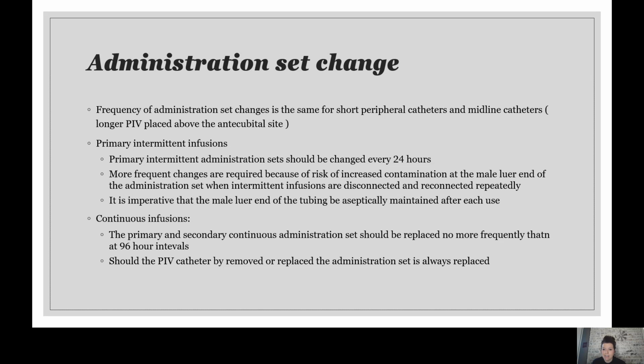Changing the administration sets. And when we're talking administration sets, we're talking about the tubing, primary and piggybacks. So the frequency of administration set changes is the same for short peripheral catheters and midline catheters. A midline is a longer peripheral IV placed above the antecubital site. So a midline is not considered a central line. It kind of looks like a PICC, but it doesn't go into central circulation. And we'll talk a little bit more about central lines versus peripheral lines later on. Well, let me just tell you now, peripheral lines are the catheters that we have been practicing with. They're the short, small ones, and they're placed in the periphery.